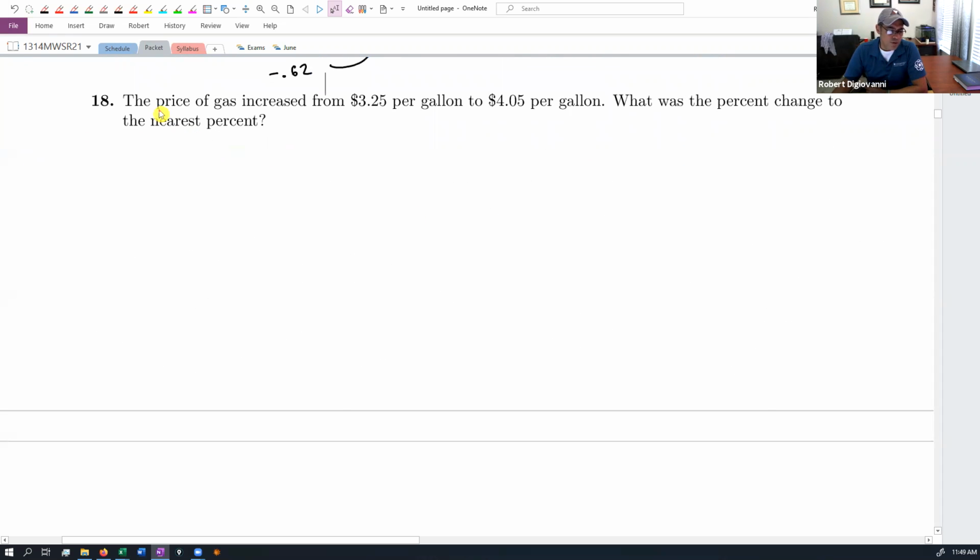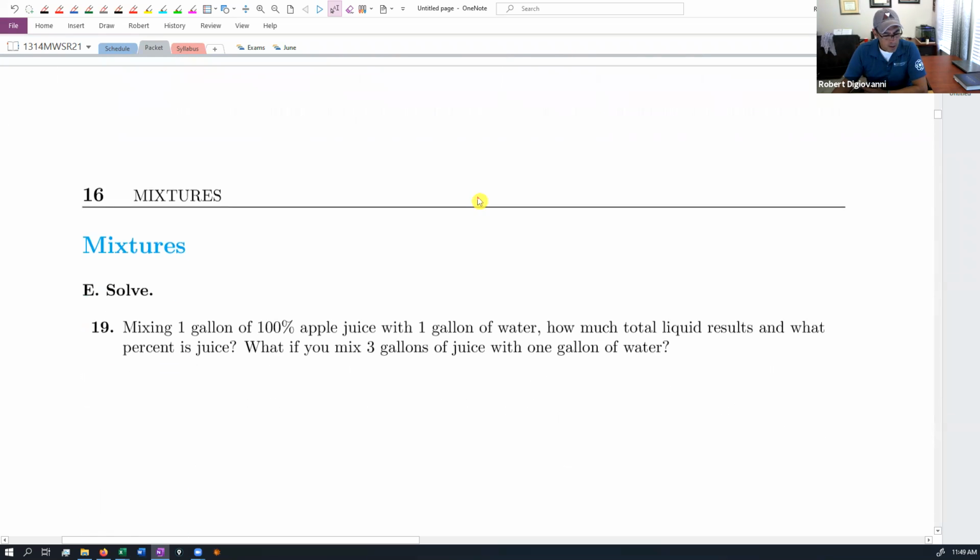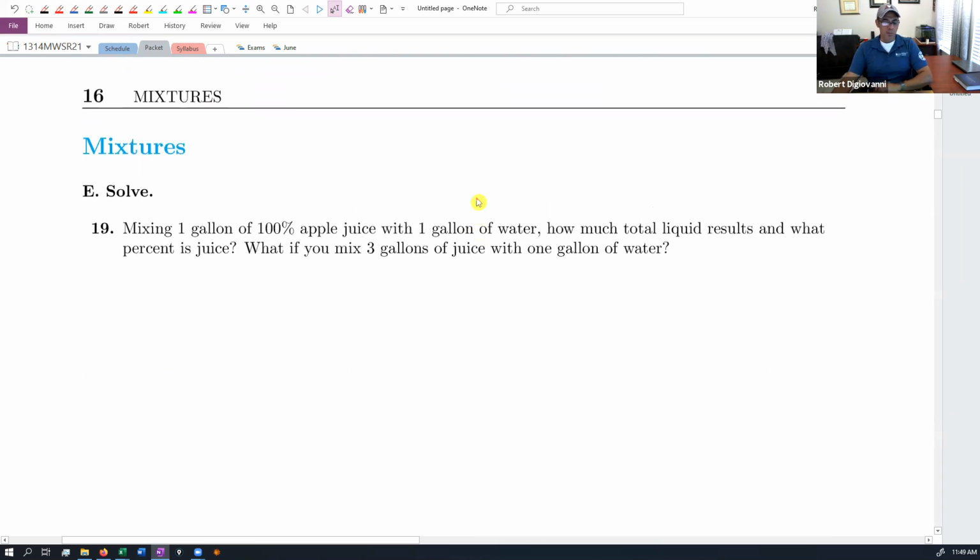The next one we won't do, gas price increase from 325 to 405. What's the percent change? Okay, so that's basically like what we just did. We're gonna move on to mixture problems now.